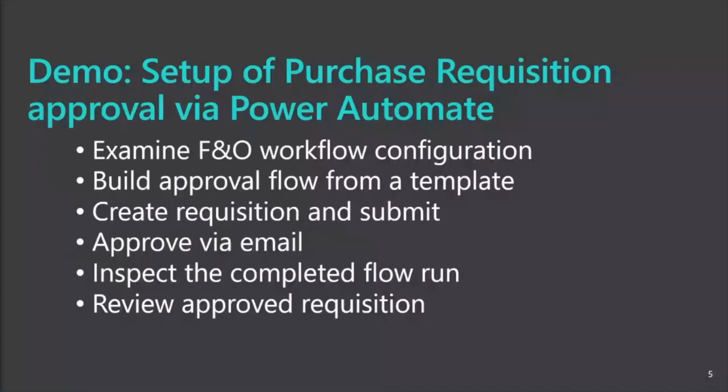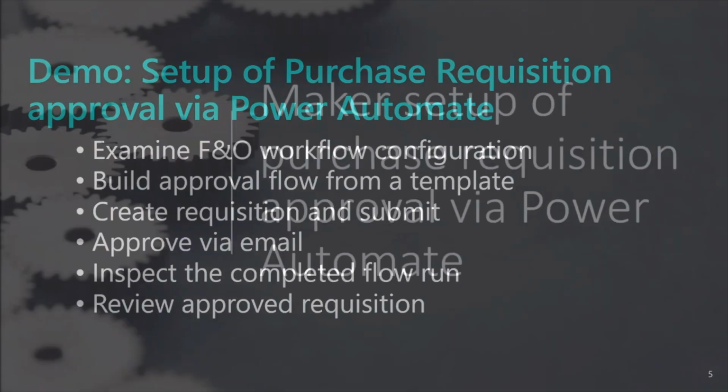So the demo that we're going to be looking at is setup of a purchase requisition approval via Power Automate. We're going to examine the finance and operations workflow configuration, build an approval flow from a template, create the requisition and submit it, approve it via email, inspect the completed flow run, have a look at those values in there, and then review the approved requisition. All right, Rachel, you can play that.